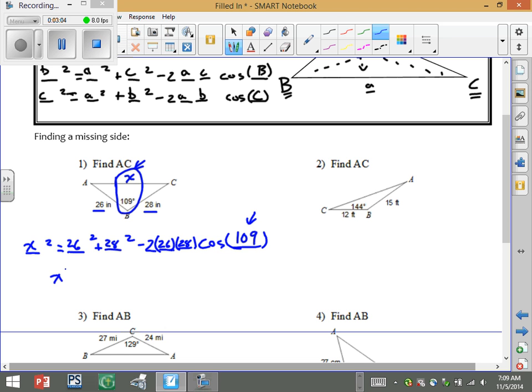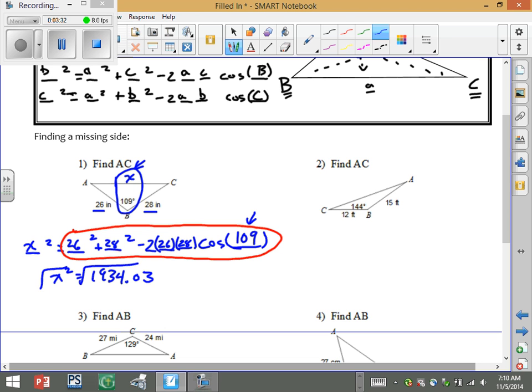So at this point, you can literally type this entire piece into the calculator all at once. So I'll go to the calculator. I'll do 26 squared plus 28 squared minus 2 times 26 times 28 times the cosine of 109. Again, making sure we're in degree mode. And so x squared is 1934.03. One more step: take the square root. So here x equals 43.98.